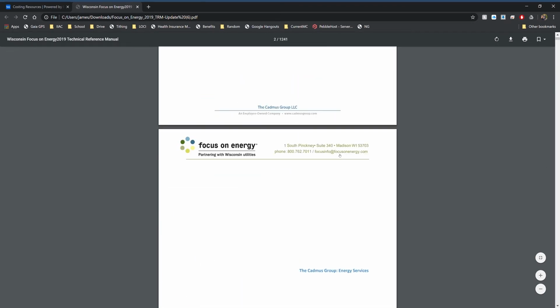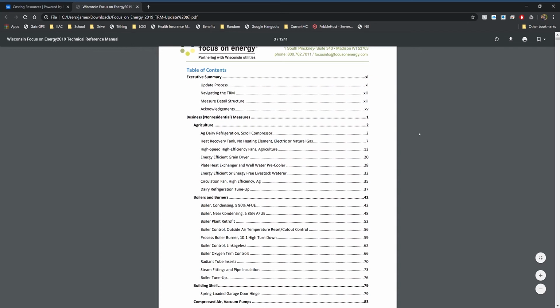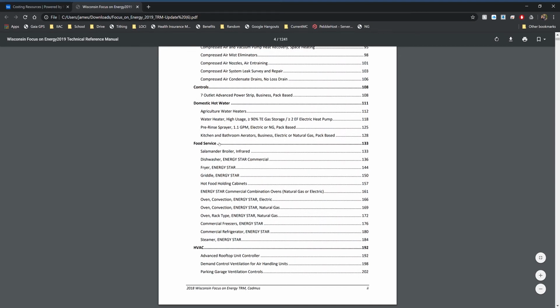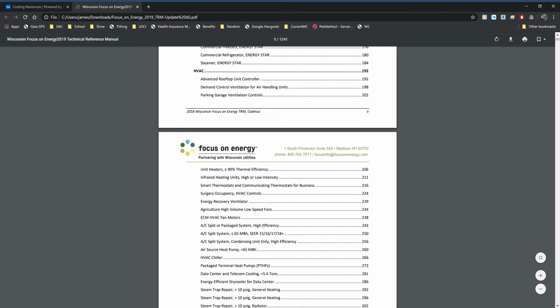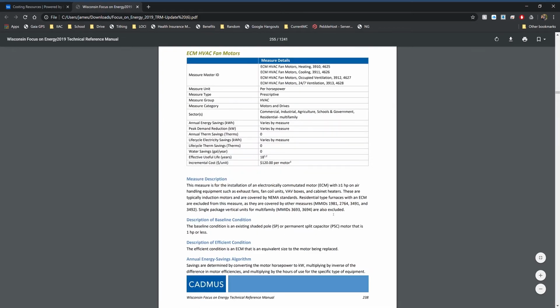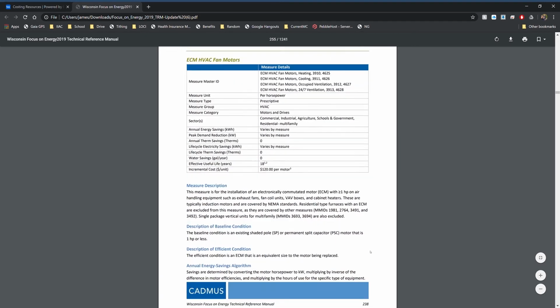So let's go back up. This table of contents is really great. You have these different categories of ARs: agriculture, boilers, compressed air, lighting, there are all these different categories, and within those there's actually a list of ARs. So let's say we're looking at an HVAC AR, these ECM HVAC fan motors. Just click it and it'll bring you down to this page.